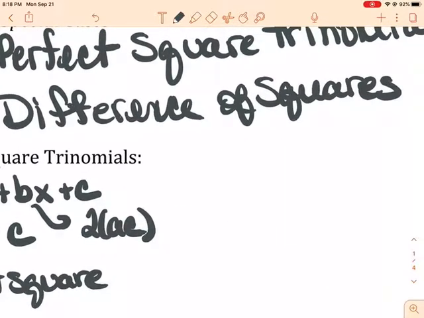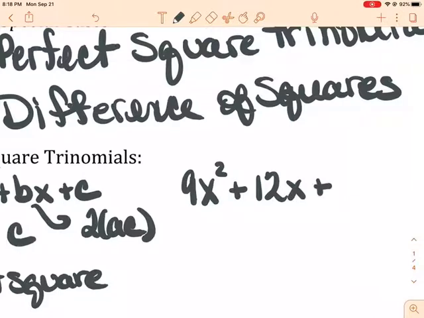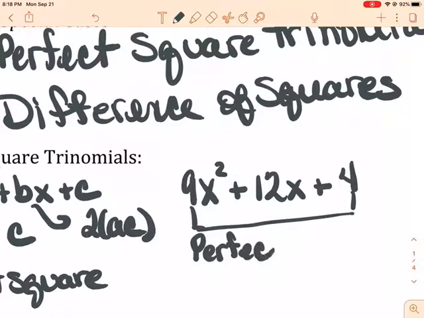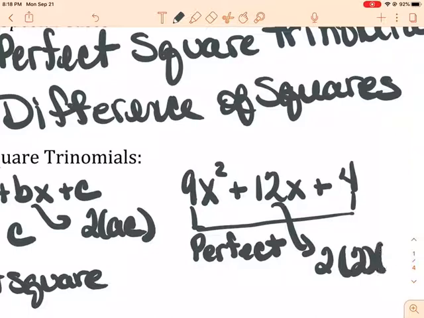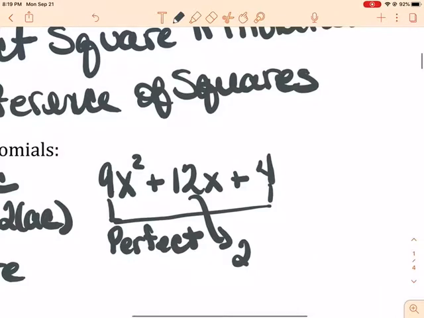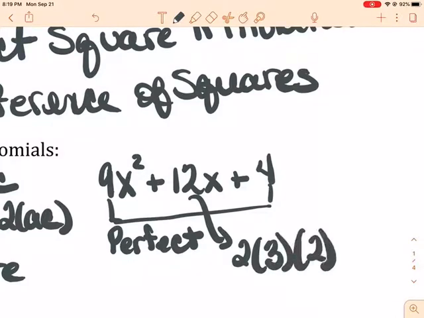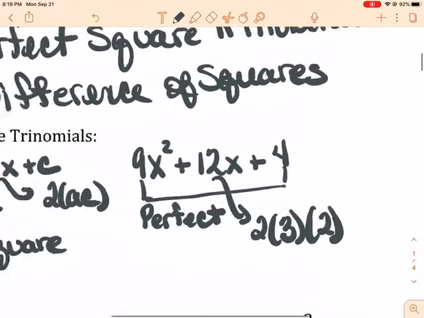So for example, 9x squared plus 12x plus 4. 9 and 4 are both perfect squares, and 12 is 2 times 3 times 2, which is the square root of 9 and the square root of 4. Okay, so that's how we can identify them.